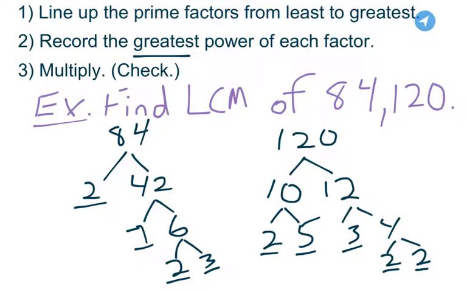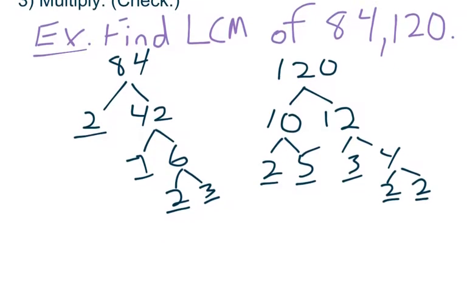And then step 2 is record the greatest power of each of these factors. So let's check that out. For 84, I have 2 squared times 3 times 7. And I'm being smart as I go. 2 squared is 4, 4 times 3 is 12, 12 times 7 is 84. I'm just making sure it matches that number.